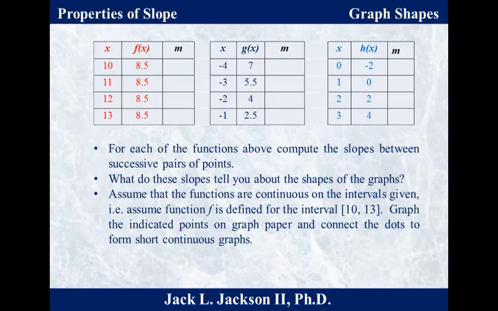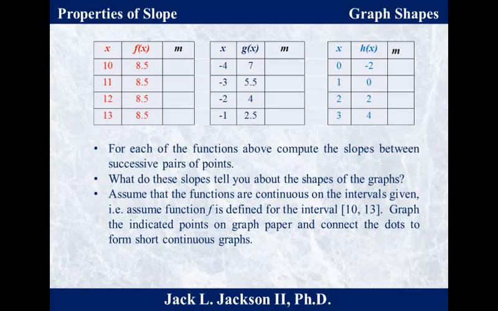I've got 3 different functions, function f, function g, and function h. And I want you to compute the slopes between successive points here. I want you to do this for each pair of successive points. And I want you to tell me, what do these slopes tell us about these particular graphs? What do you know about the graph shape just by looking at the slopes?